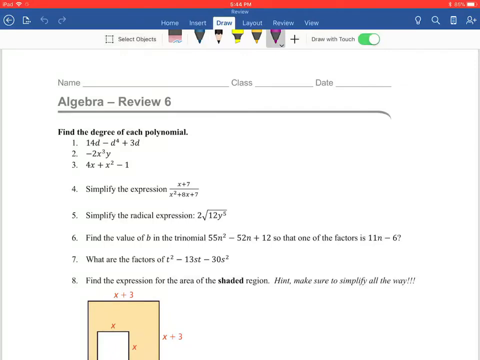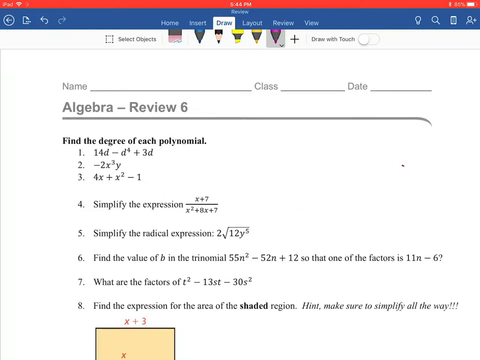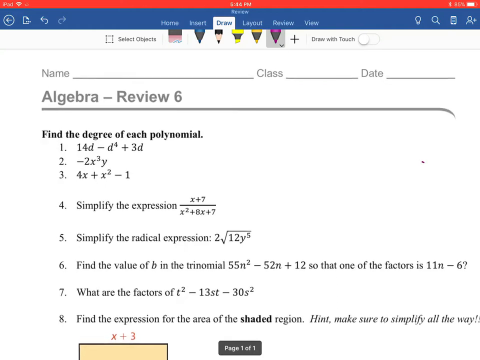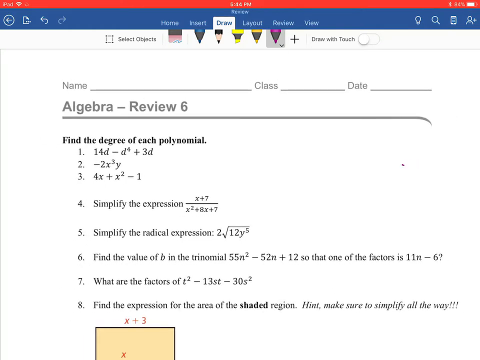All right, hello. So welcome. I'm going to try to get through this common assessment review as quickly as possible so that you can see the answers. Problem number one, find the degree of each polynomial.